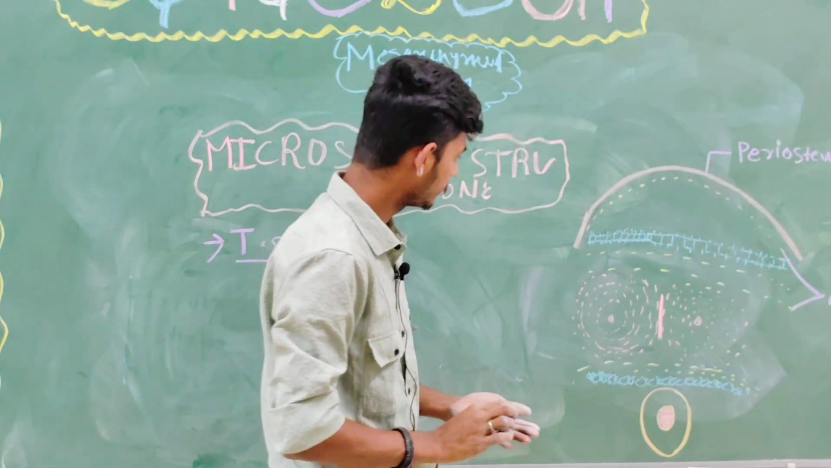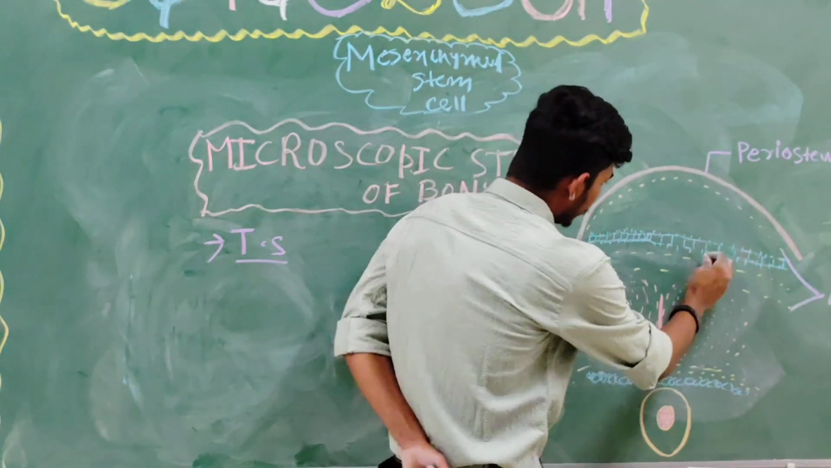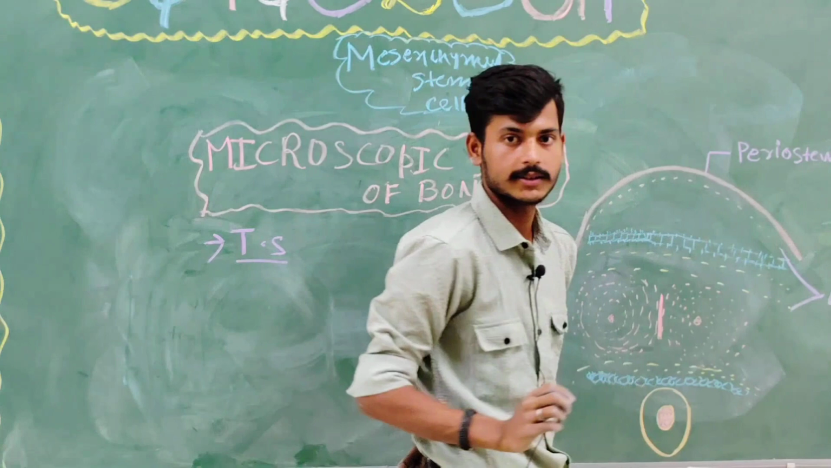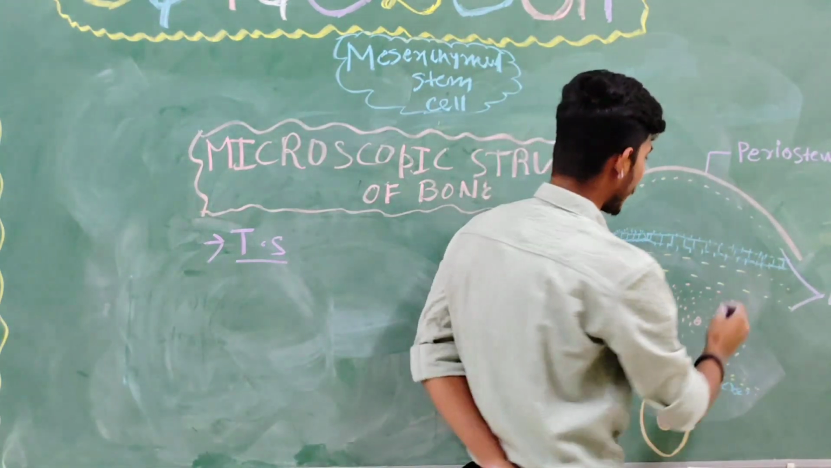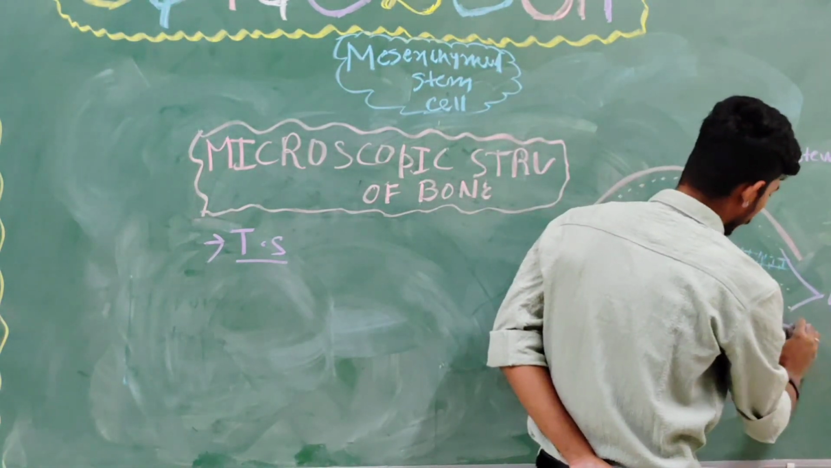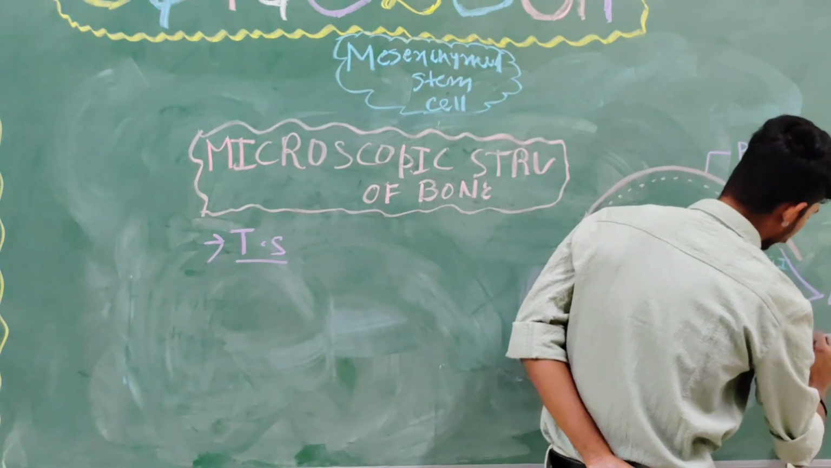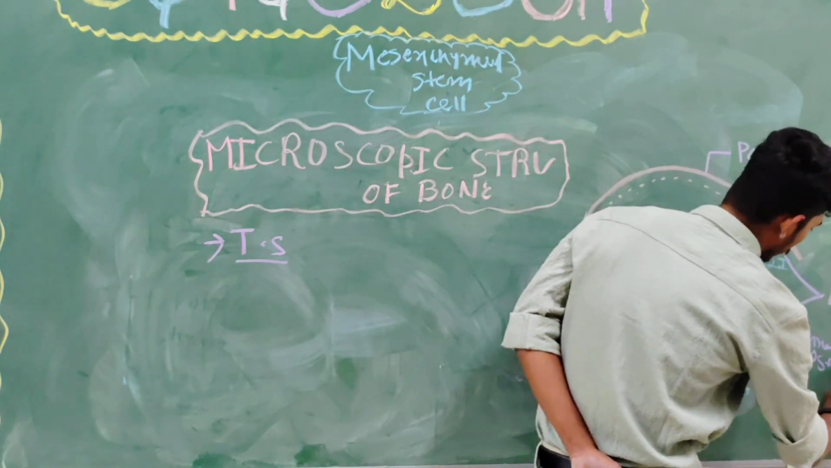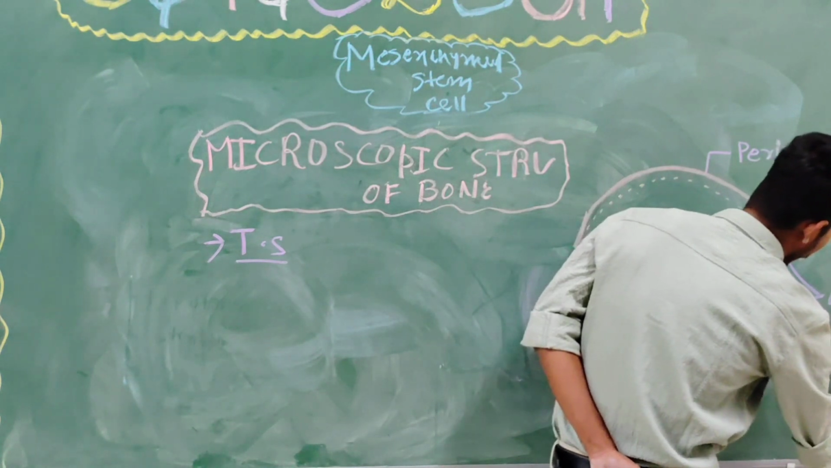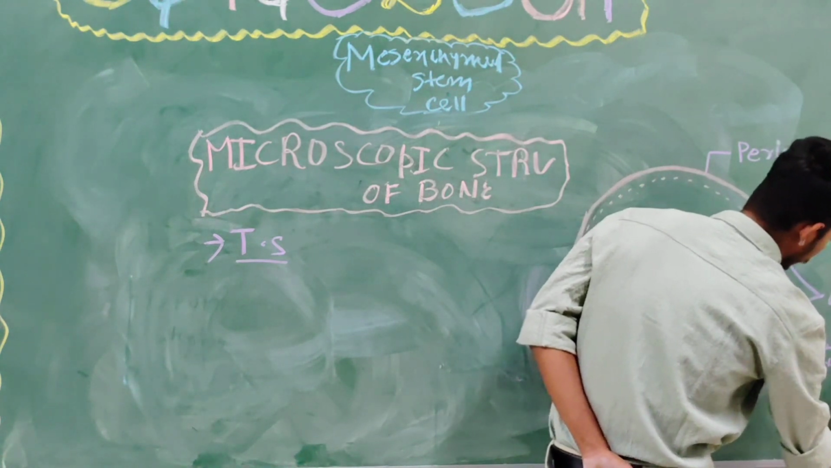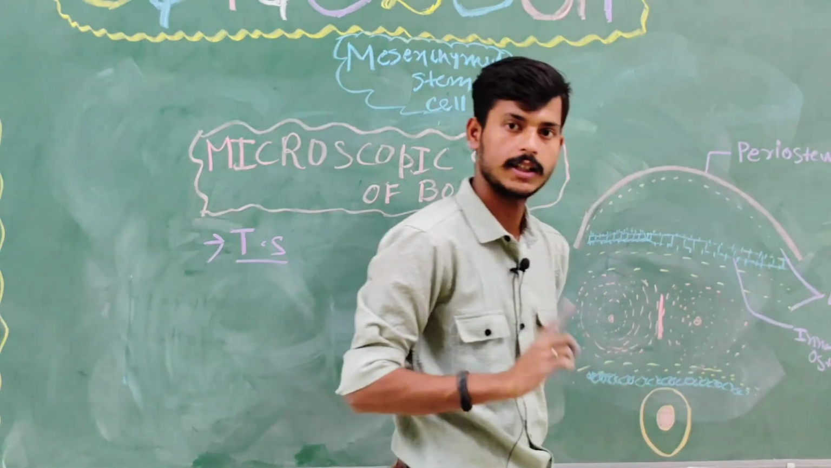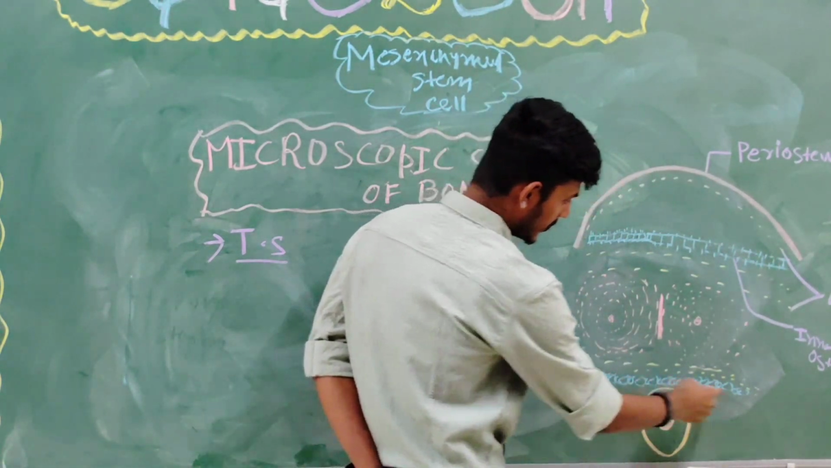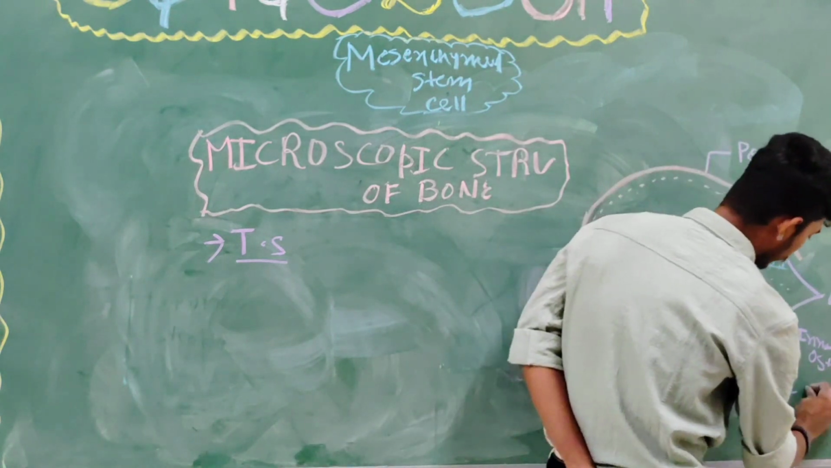Understanding now? This layer, which is arranged in one fashion, is your inner osteoblast layer. Write down, this is your inner osteoblast layer, and this layer is the outer osteoblast layer.